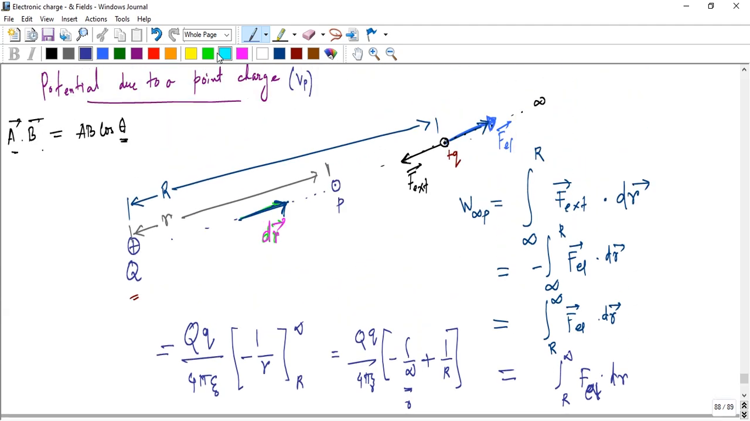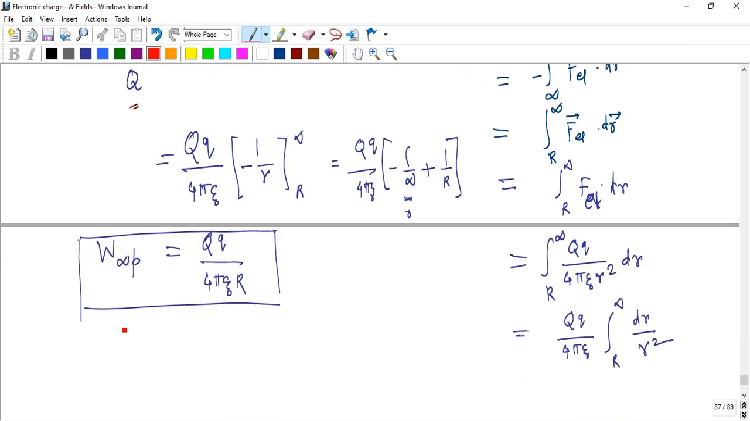And suppose I release the test charge from here, then this test charge is swept away, because there is a repulsive force. I bring the test charge here and release my hand, then the test charge is swept away from r to infinity. So W from infinity to P is Q q by 4 pi epsilon naught R. And you know that W from infinity to P divided by the test charge is equal to the potential at point P, that is capital Q over 4 pi epsilon naught R.